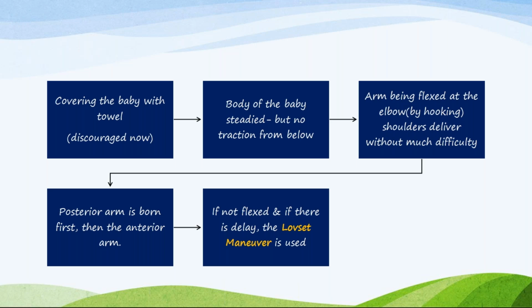Inside, try to maintain the flexion situation. So the baby is delivered, then the head has to be turned to the anterior side of the abdomen. The arm is flexed at the elbow, hooking the shoulder delivery. Gentle hooking. The posterior arm is brought to the anterior and flexed. If not flexed, there is delay; lovset management.